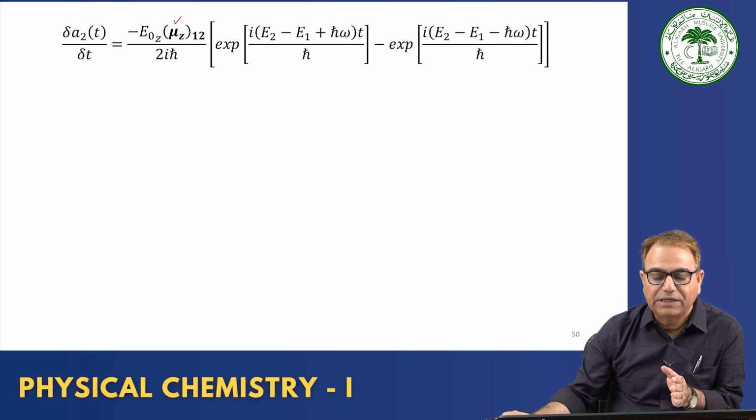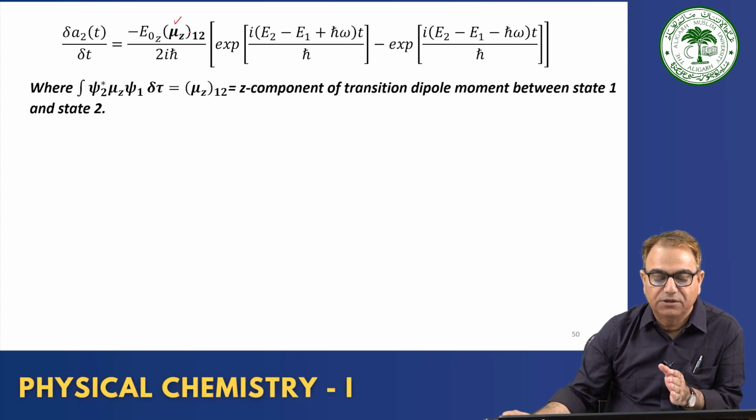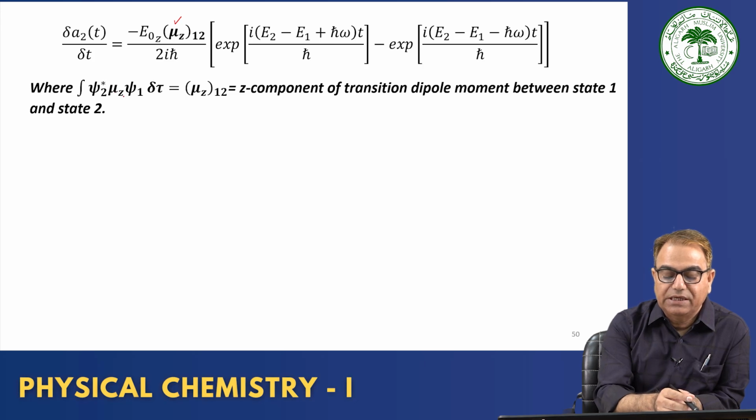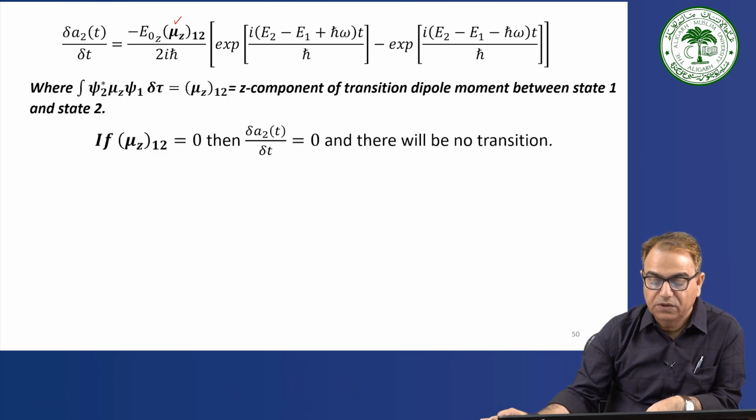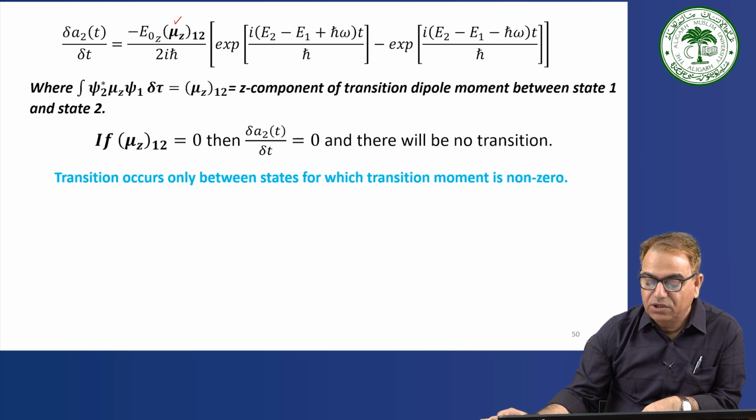Now you have a proof of this in time dependent perturbation theory, where the integral of psi 2 star psi 1 d tau is equal to the z component of the transition dipole moment between state 1 and state 2. If this is equal to 0, then there will be no transition. This principle we talked about, but why there will be no transition if the transition moment integral is 0 is now clear from the time dependent perturbation theory. Transition occurs only between states for which the transition moment is non-zero.